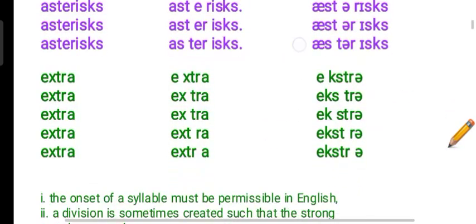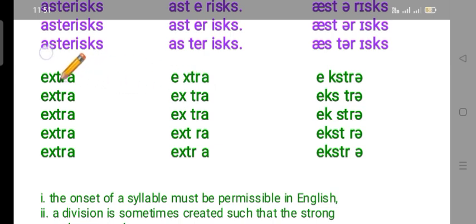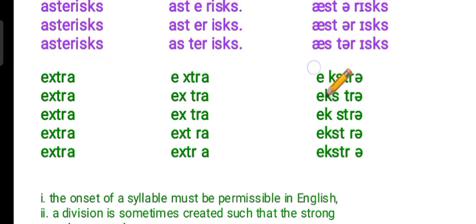Now let us take another example. We have the word extra. It can be broken down into x and tra.